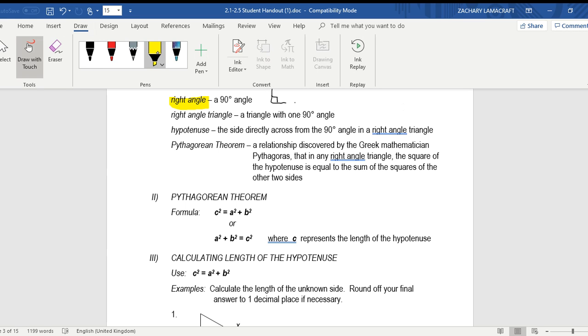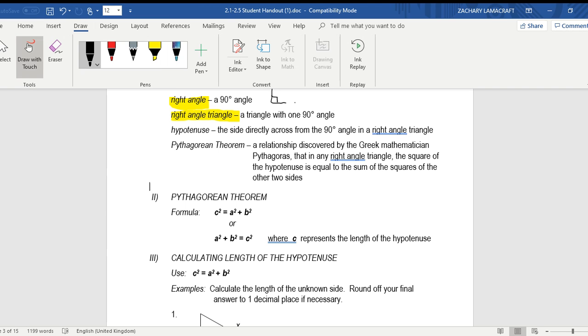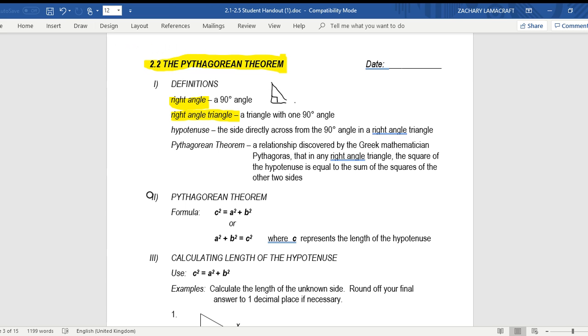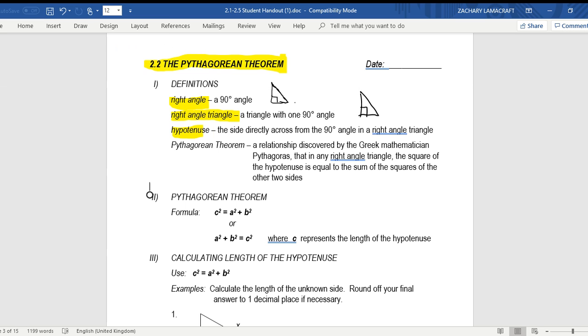The next definition you need to know is a right angled triangle. So just like that, we have a right angle, but if I connect, sorry guys, not with a ruler, which we should always use, but if we do a right angled triangle, it is a triangle with a right angle at it, okay? Then we're going to get into some other terminology here, the hypotenuse.